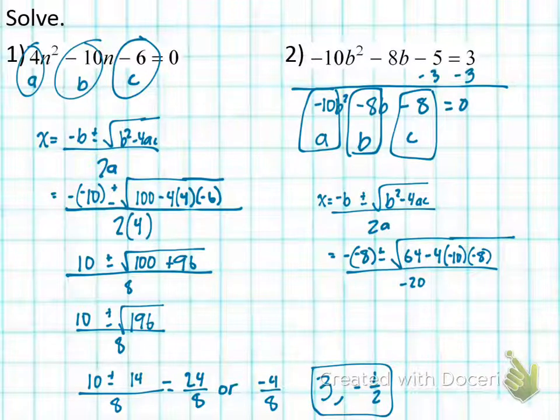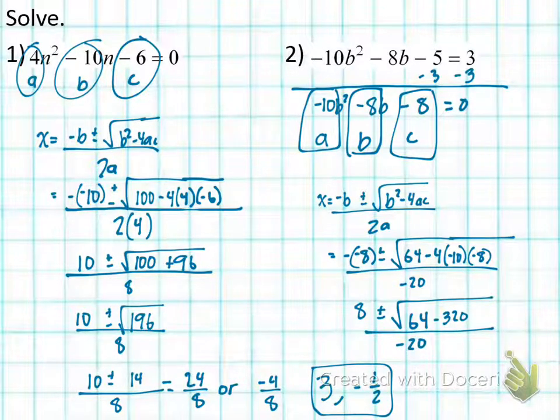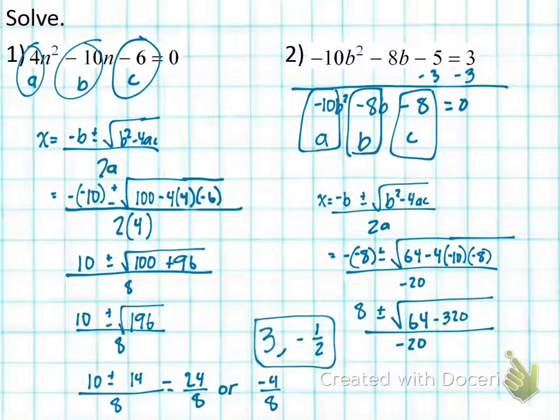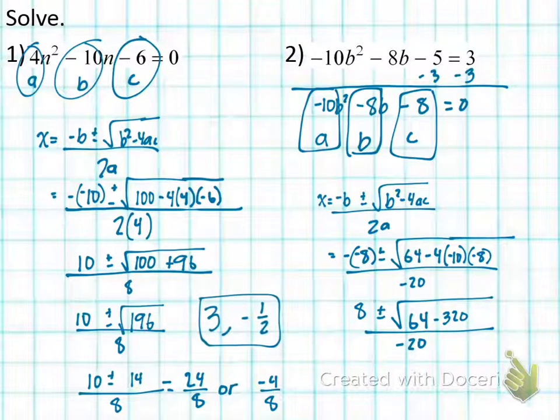Okay. Simplifying, we got 8 plus or minus the square root of 64. And then we got negative 4 times negative 10 is positive 40. Positive 40 times negative 8 is negative 320, all over negative 20. Sorry, I'm running into a little space here. I'm going to move this answer out of the way. Move that over here. Okay.